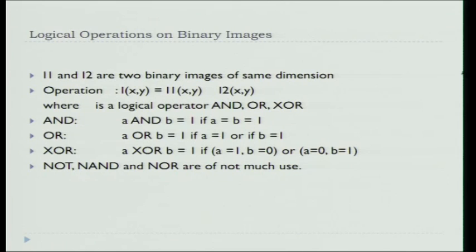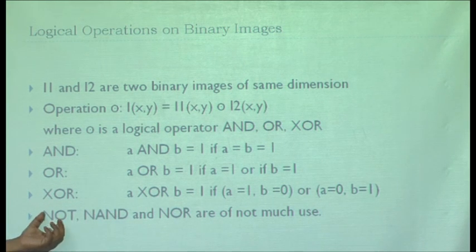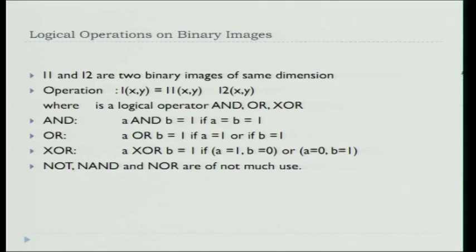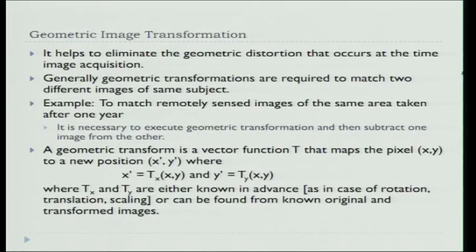Then A and B, they say OR operator, but these are not that important. The negation of a binary image, we have already discussed how to do it. The other part is not that important. Now comes the geometric transformation.